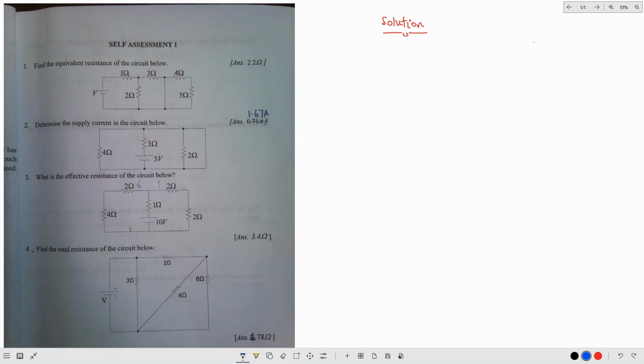So we have the first question which says, find the equivalent resistance of the circuit below. So let's go ahead and look at that. I will redraw the circuit. Okay, we have this circuit. Let me redraw it.